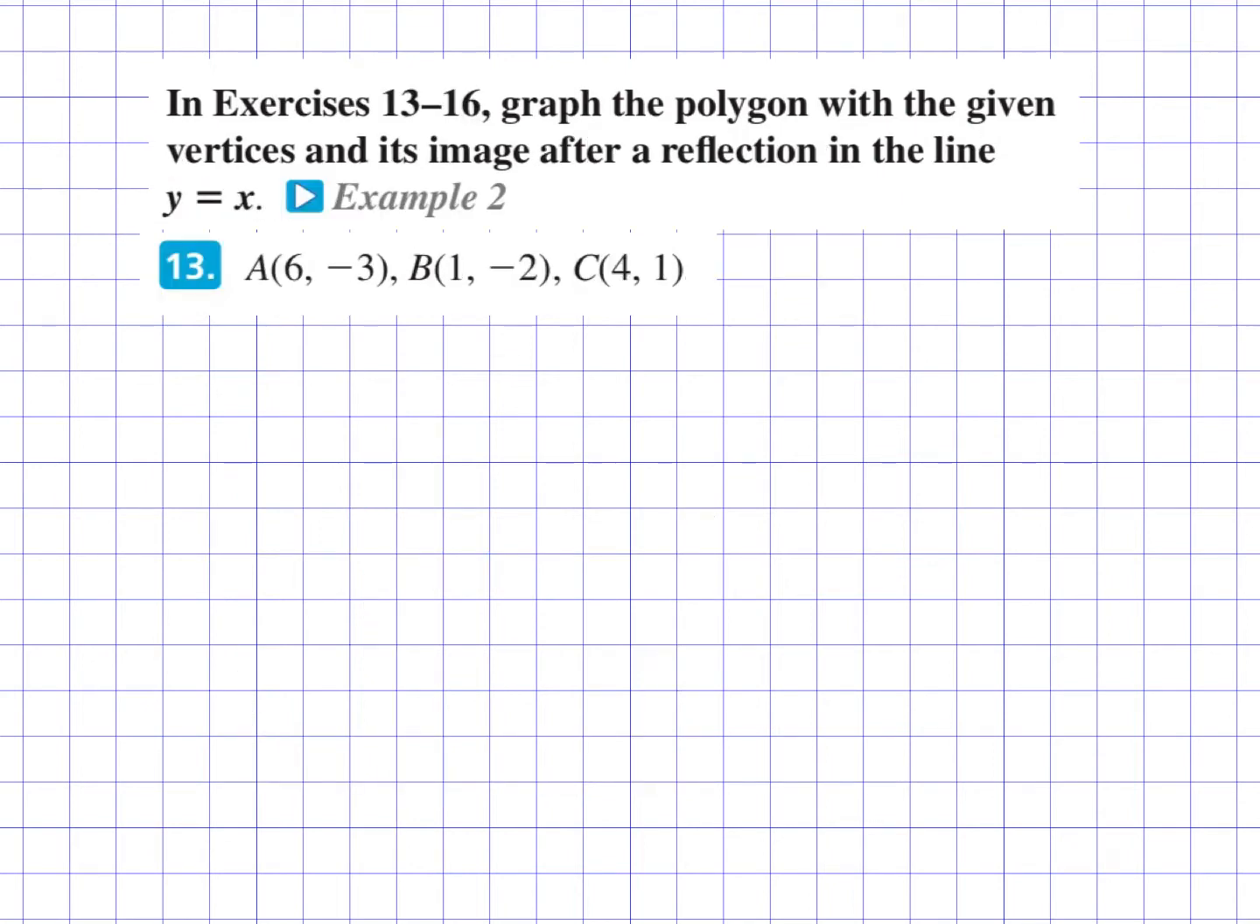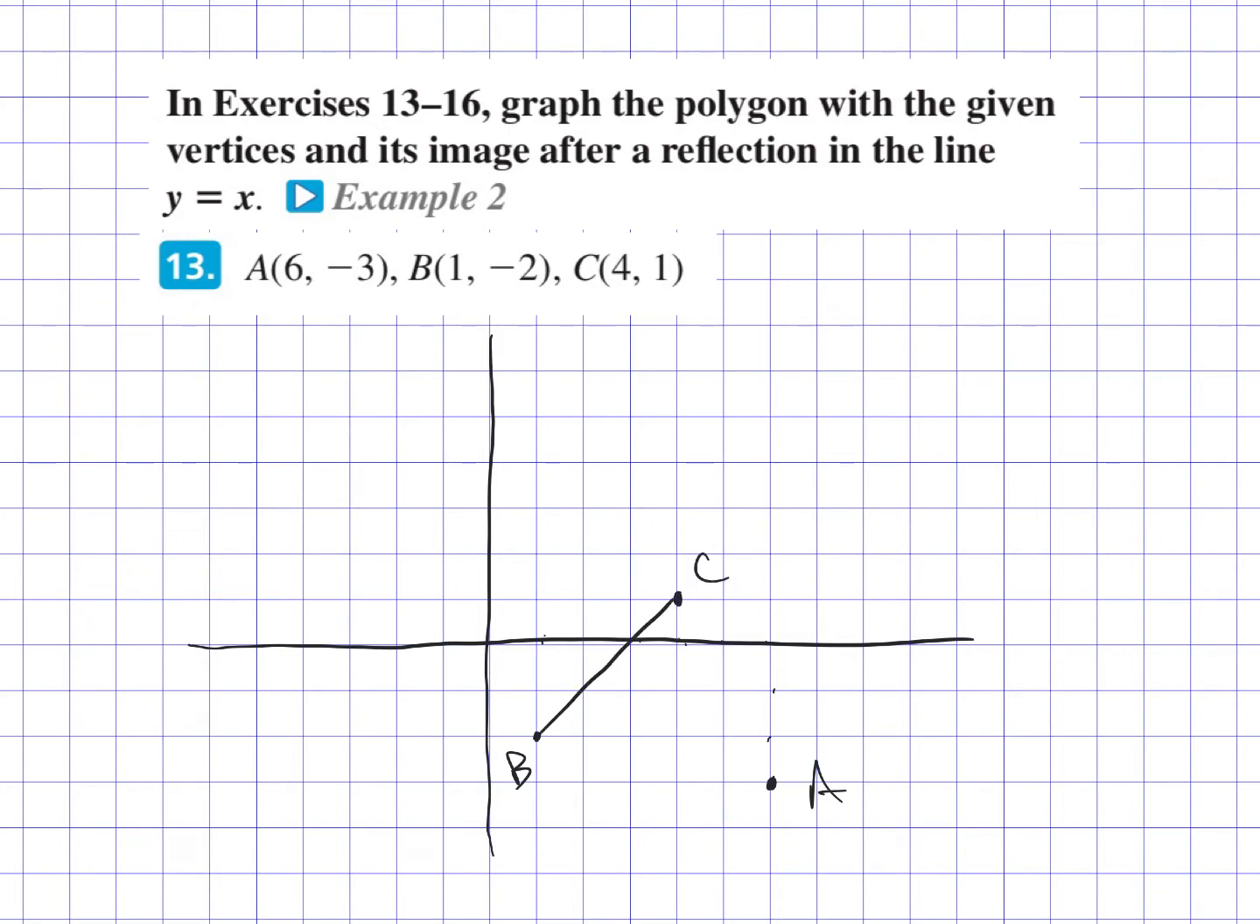Okay, let's graph this one. We're in the second and the first quadrant. So 6, -3. 1, 2, 3, 4, 5, 6. 1, 2, 3. Fourth quadrant. That's A. 1, -2 in the fourth quadrant. And 4, 1. 1, 2, 3, 4, 1. That's in the first quadrant.